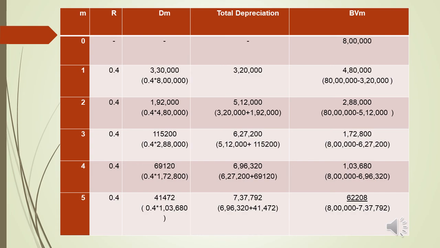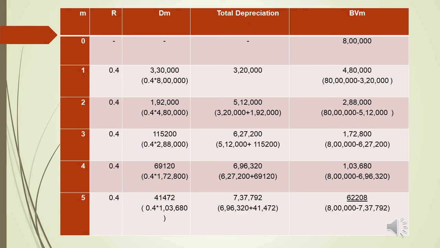Okay, last column, let's calculate. To calculate DM of fifth year, you are going to multiply 0.4 again into BVM of the previous year. How much is it? 0.4 into 1,03,680. That is BVM of fourth year. So when you multiply, I'll get 41,472.